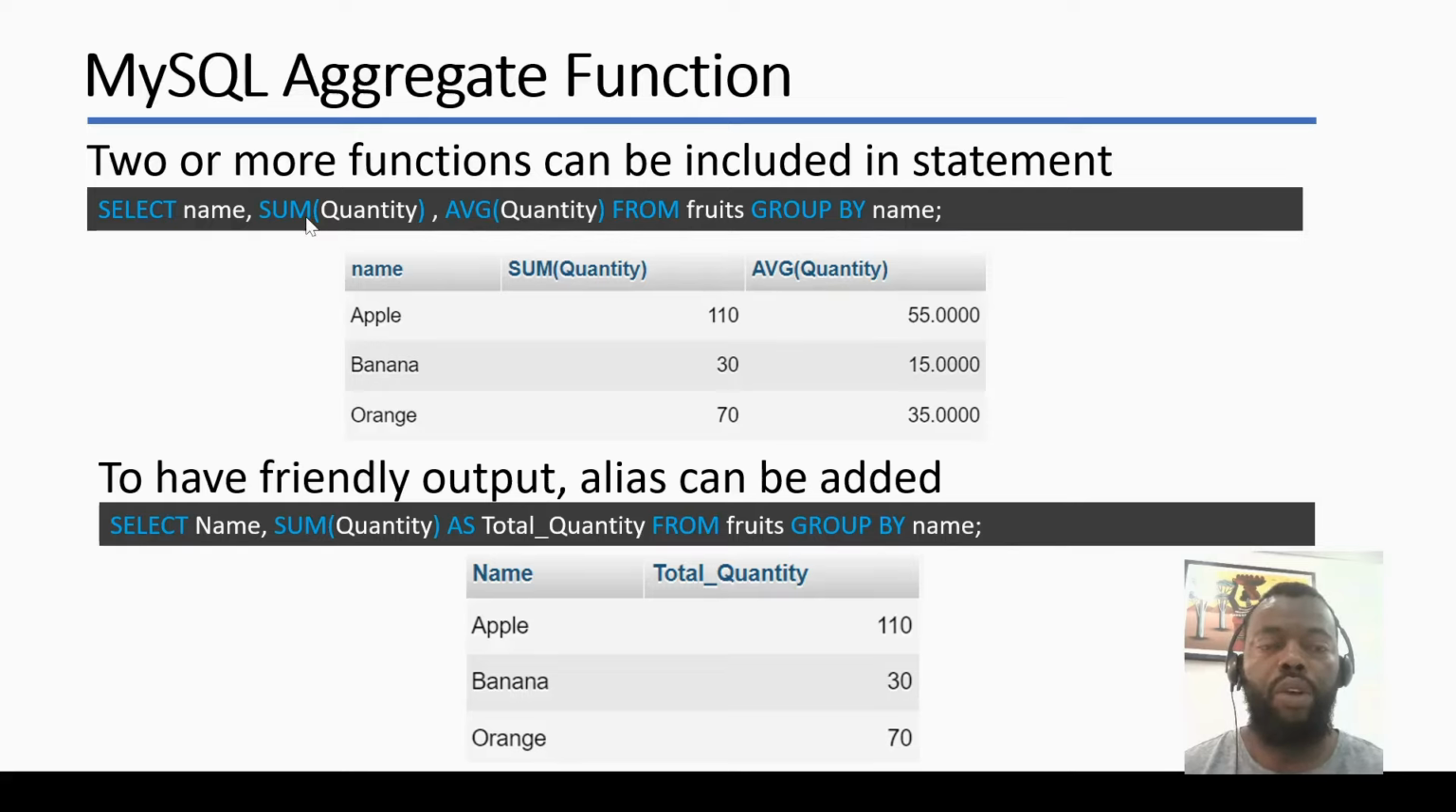We also can include 2 or more aggregate functions. So we have a sum and we have the average, and we group by name. So here we'll have the sum, we'll have the average. And also instead of having names like sum quantity or average quantity, we can choose our own name. So here we have an alias of the sum quantity, and we can choose here any name. That's why we have total quantity.